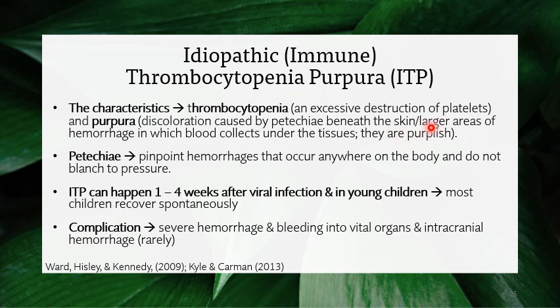The color is pink, so we call it purpura. And the petechiae are like pinpoint hemorrhages that occur anywhere in the body and do not blanch when you apply pressure. So ITP can happen one to four weeks after viral infections and in young children, and it just recovers spontaneously. The complication might be severe hemorrhage and bleeding into the vital organs, and sometimes intracranial hemorrhage, but it happens rarely.